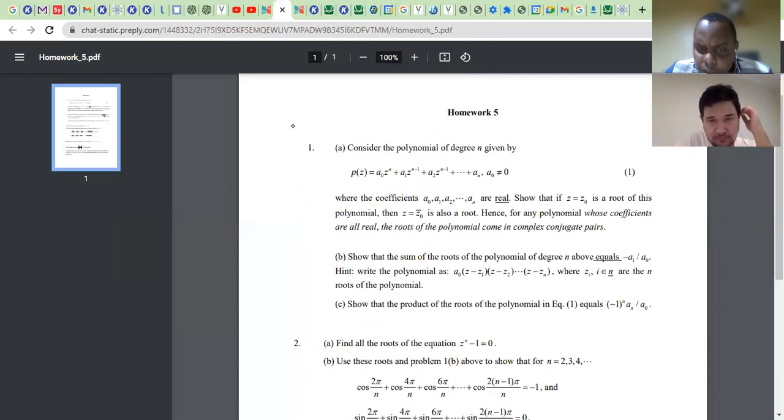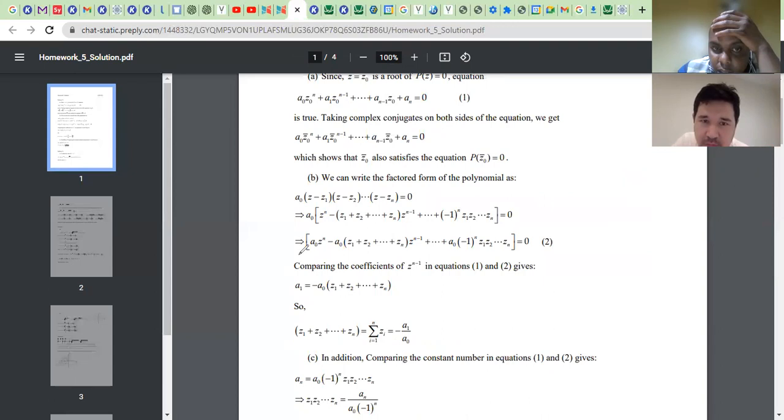Show that the product of the roots of the polynomial in equation 1 equals (-1)^n An over A naught. So to do that, we want to show the second one. Yeah. So to do that, we can just go back and we can use this. They want to determine what the product of the roots is. You see, this is the product of the roots, right?